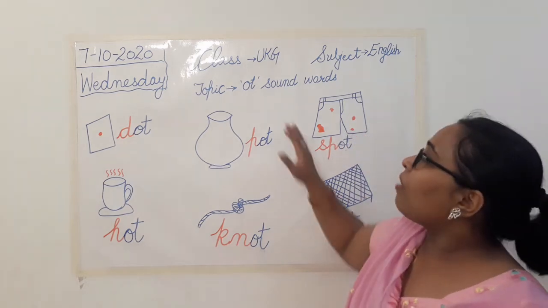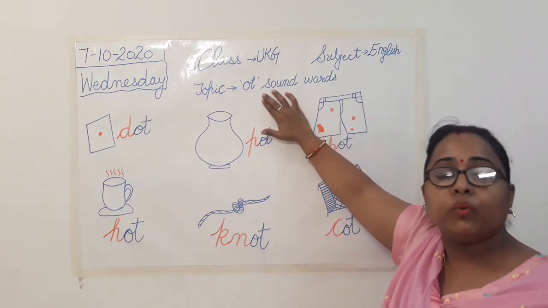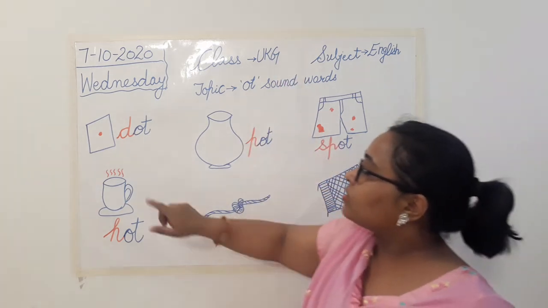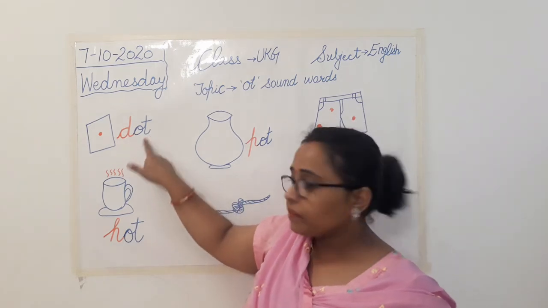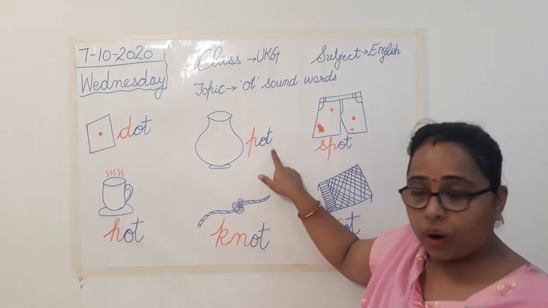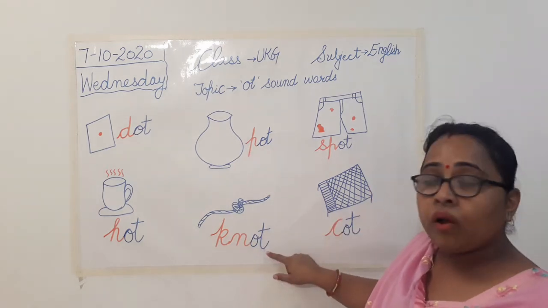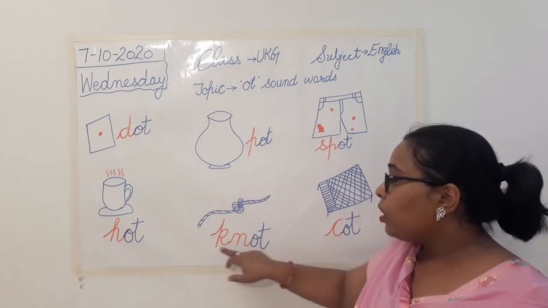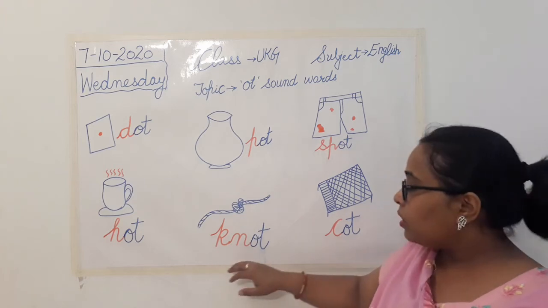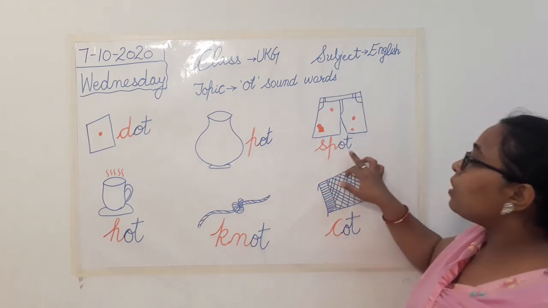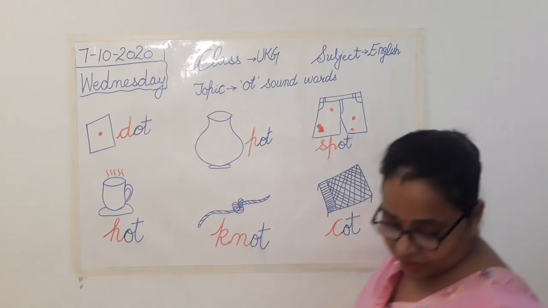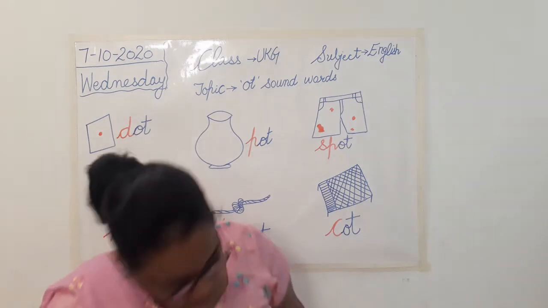Understood? So today we have learned about ot sound words. Which sound words we have learned? Ot sound words. Now let us see the words. D ot dot, H ot hot, P ot pot, N ot not. So when you are spelling this word, you will say N. K and N mixed together, N. N ot not, Sp ot spot, K ot cot. Understood that? Okay.